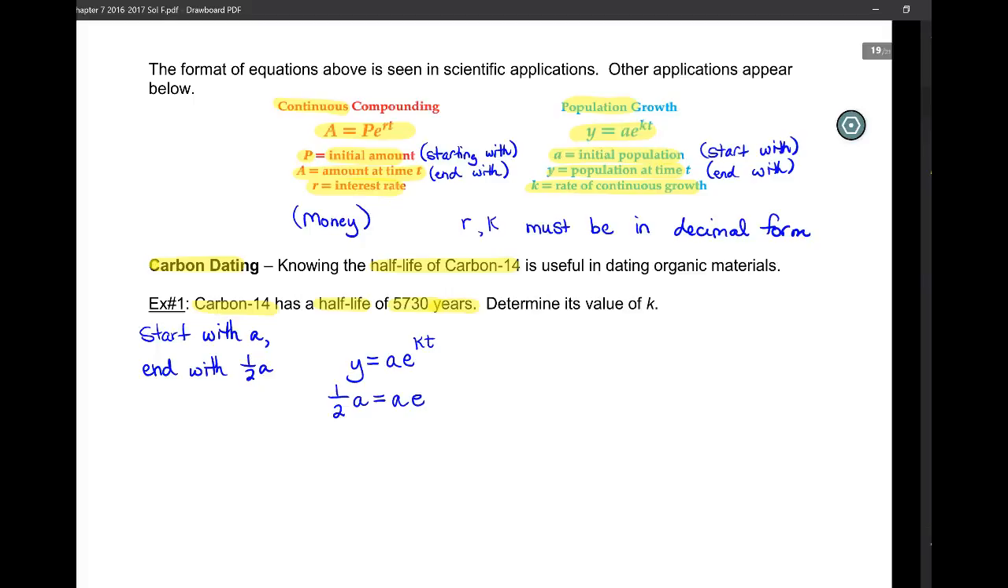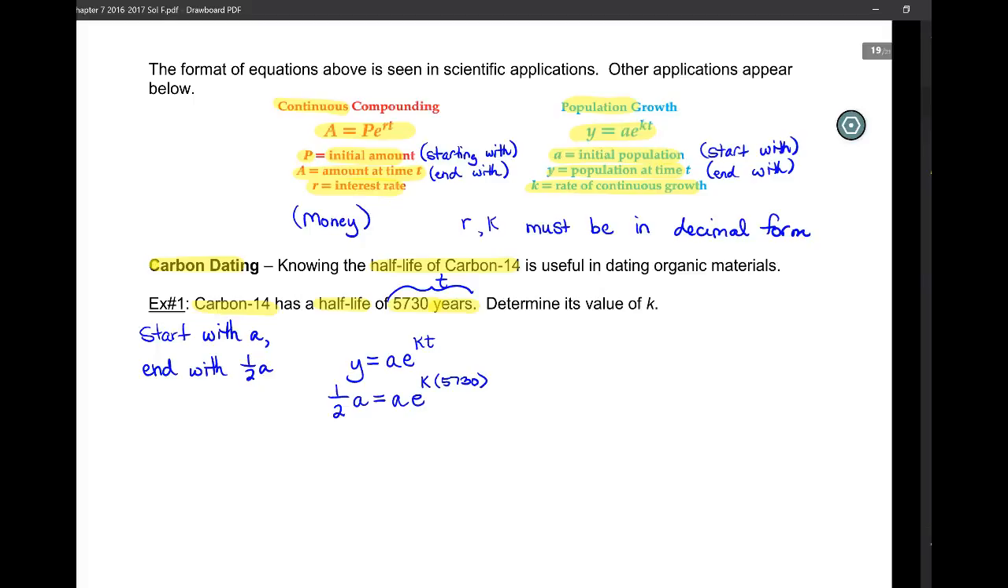Yes? Isn't the 5,730, isn't that the half, so wouldn't you just multiply? Well, actually, that is going to be the number of years. This 5,730 years is the amount of time that it takes to reduce to half of what it started with. So we're going to use that amount here. Okay, you see what I'm saying?